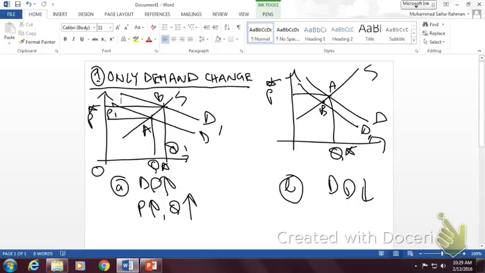In this case, it should be clear that equilibrium quantity goes down from Q star to Q1, and equilibrium price goes down from P star to P1. So when demand goes down, equilibrium price goes down, equilibrium quantity goes down. Okay? Does it make sense?